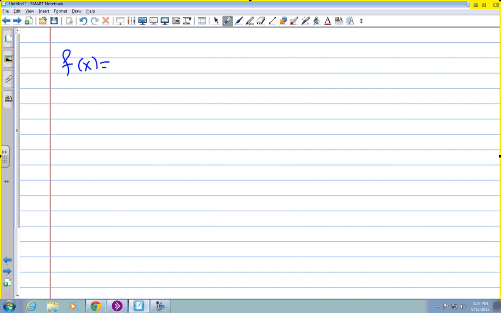If I just do this, 1 if x is less than 1, and then something like this, x squared minus 25 over x plus 5, if x is greater than or equal to 1.